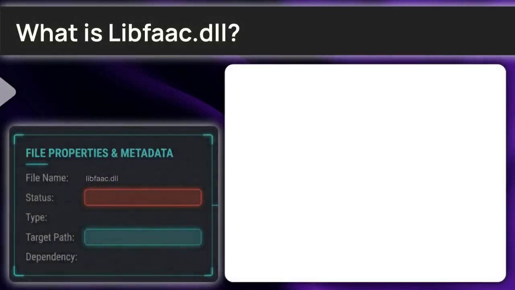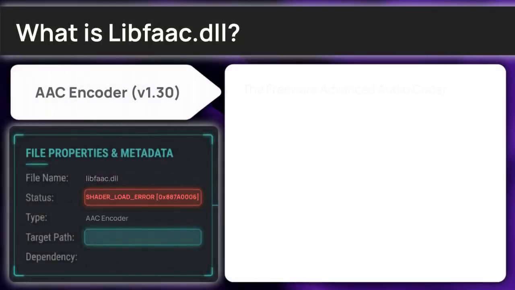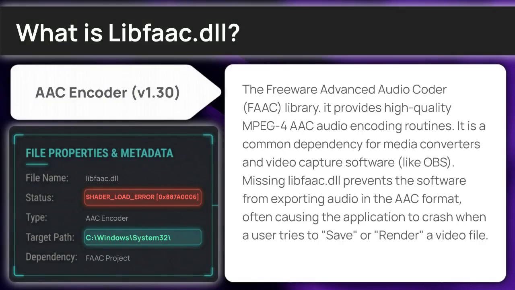This is the Libfaac Audio Library, the Freeware Advanced Audio Coder, FAAC library. It provides high-quality MPEG-4 AAC audio encoding routines. It is a common dependency for media converters and video capture software, like OBS. Missing Libfaac.dll prevents the software from exporting audio in the AAC format, often causing the application to crash when a user tries to save or render a video file.